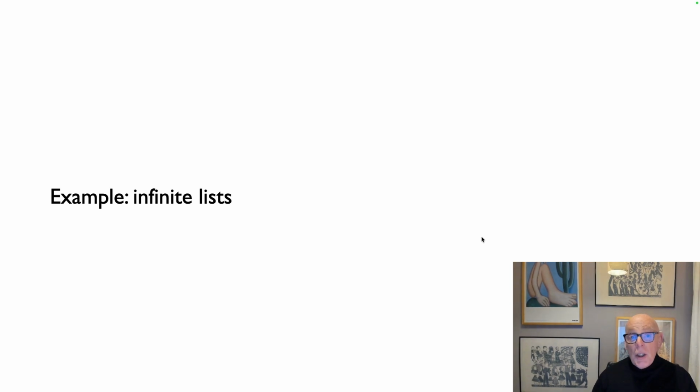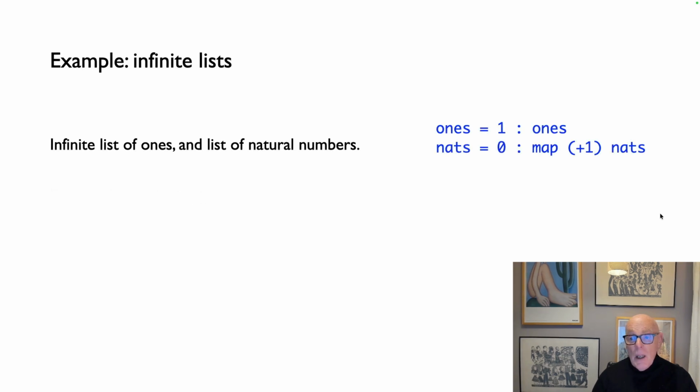One positive consequence of having lazy evaluation is that we can have infinite lists in Haskell. Let's see what that means. So we can write a definition like ones equals 1 colon ones. I mean, it's a perfectly good recursive definition. If we were to evaluate it fully, it would produce something infinite.